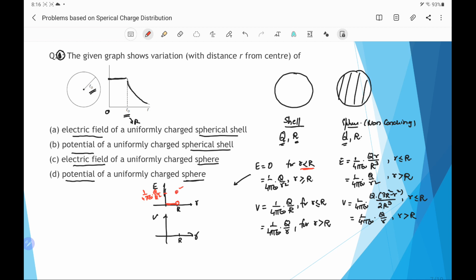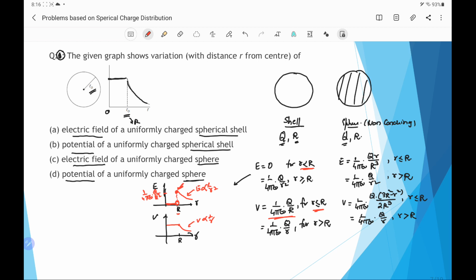The dark circle shows this value is included and the open circle shows the value is not included. That means at r equal to capital R, the value is this, that is 1 by 4 pi epsilon naught Q by capital R square. And after that, it is decreasing as per the function inversely proportional to r square. So this is the graph for the electric field. And for potential, we are seeing that the potential is constant for r less than or equal to capital R. So it is a constant value, and after that it decreases, and now V is proportional to 1 by r.